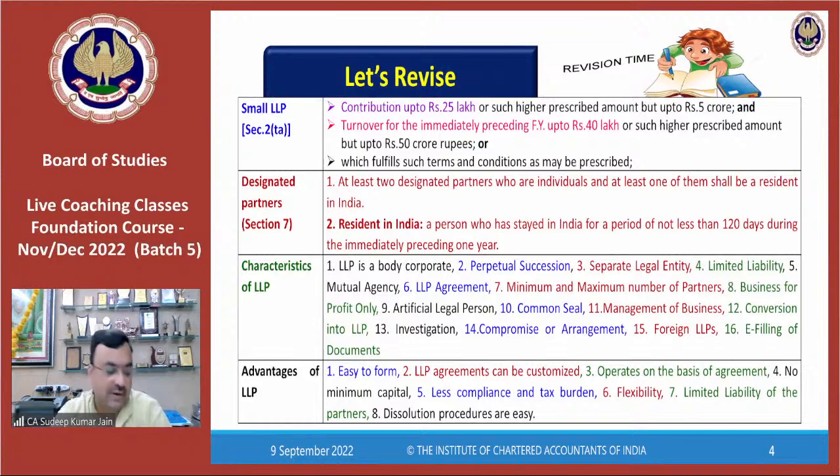What are the advantages of LLP? It is easy to form. LLP agreement can be customized, customized means changed accordingly. Operates on the basis of agreement, no minimum capital, less compliances and tax burden, flexibility है. पार्टनर्स को आने जाने में, कुछ निकालना है पार्टनर या ऐड करना है तो उसमें प्रोसीजर कम हल्का है. Limited liability of the partners and dissolution procedure are very easy.